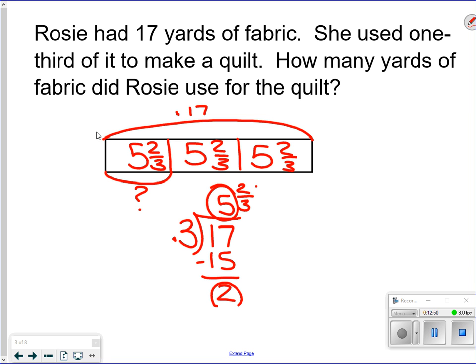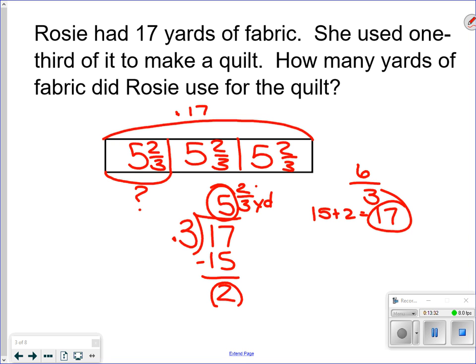5 and 5 and 5 equals 15. 2/3 plus 2/3 plus 2/3 is 6/3. 6/3 is equal to 2, because that's improper. 3 goes into 6 2 times. 15 plus 2 equals 17. So all of that together equals 17. So how much did she use? She used 5 and 2/3 of a yard. So almost 6 yards, but not quite.